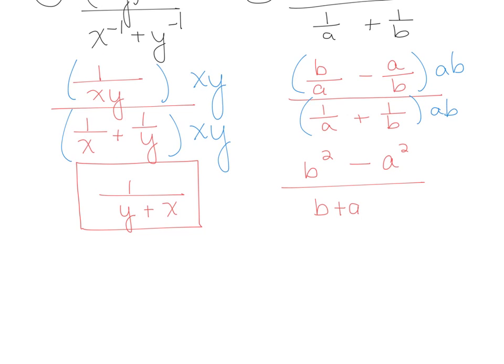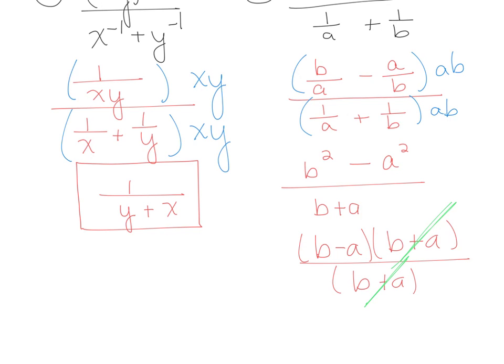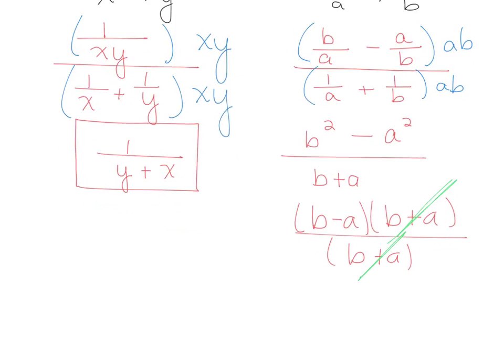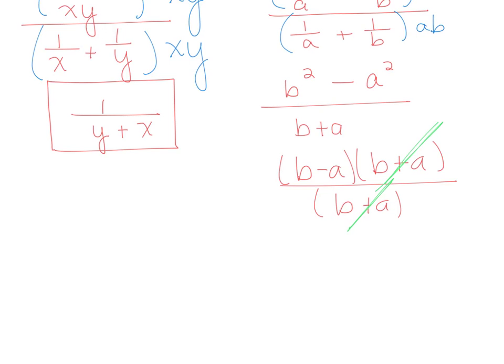But we're not done. Hopefully you see that b squared minus a squared is the difference of squares. b minus a, b plus a, all divided by that b plus a, allows us to reduce out the b plus a, and we're left with our final answer of b minus a.